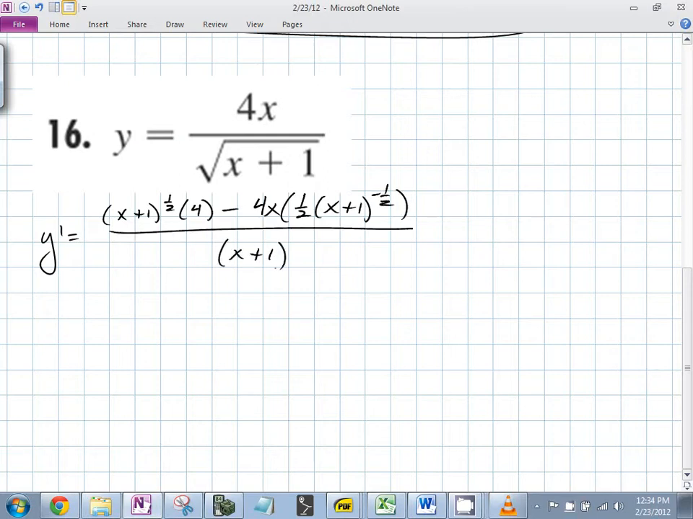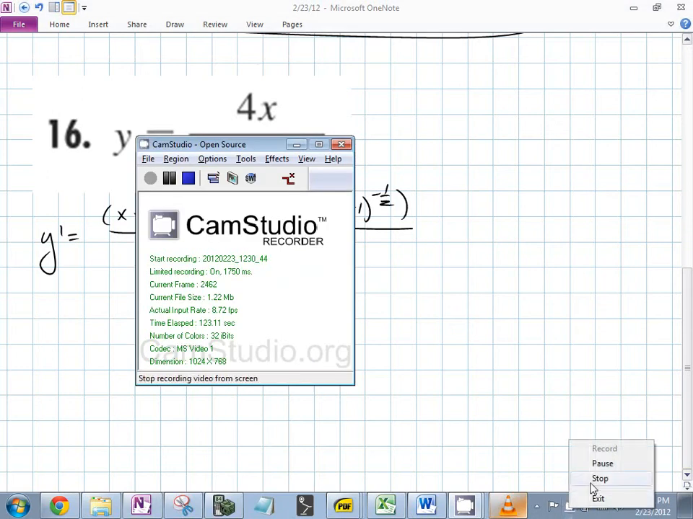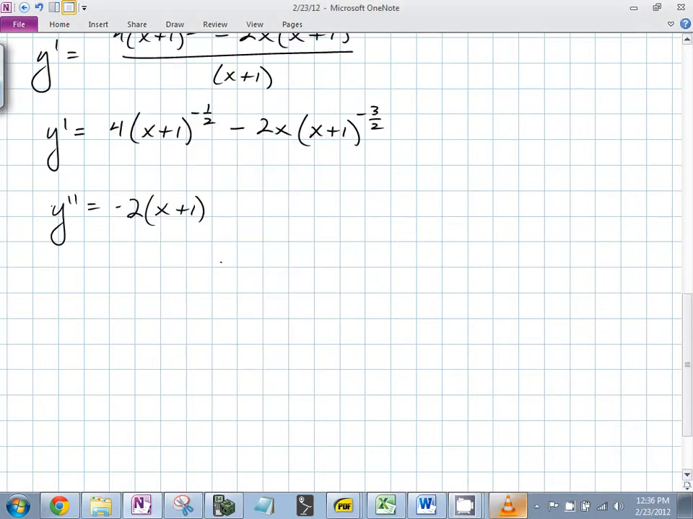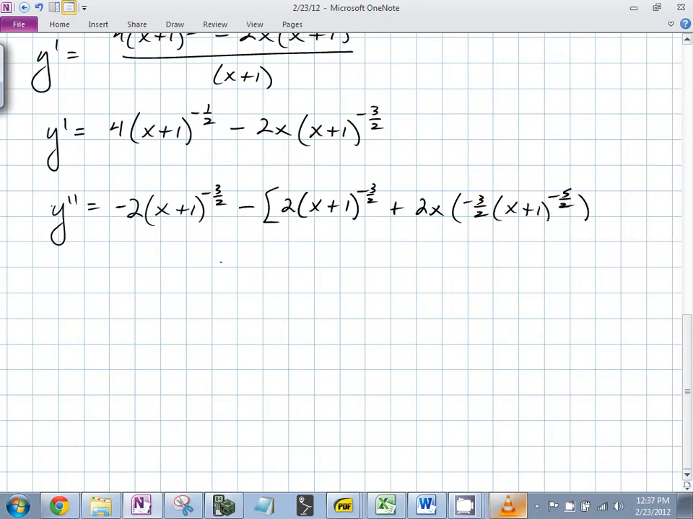One question. When you have, like, x plus 1 to the negative 3 halves. And now it's just going to be the derivative of the first times the second plus the first times the derivative of the second. Like that. And just clean it up a little bit.